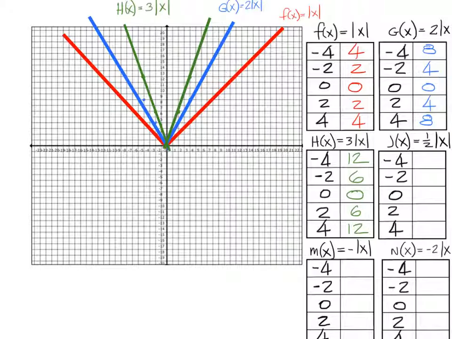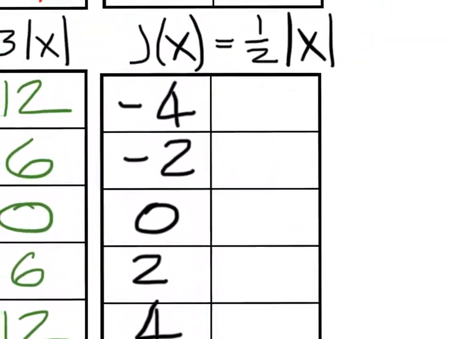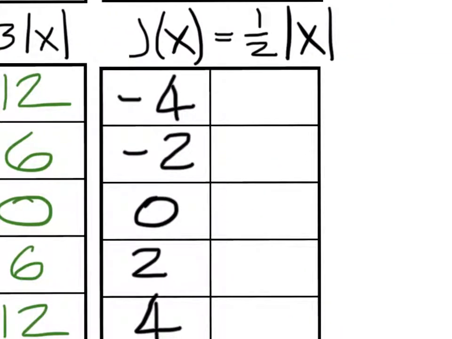The next one is j of x equals the absolute value of x multiplied by 1/2. So I'm going to have to pick a new color here. I'm going to make it purple and darken it up a little bit. A little bit more. Okay.